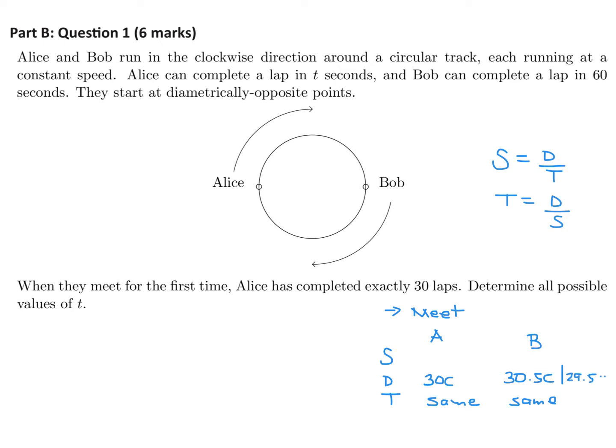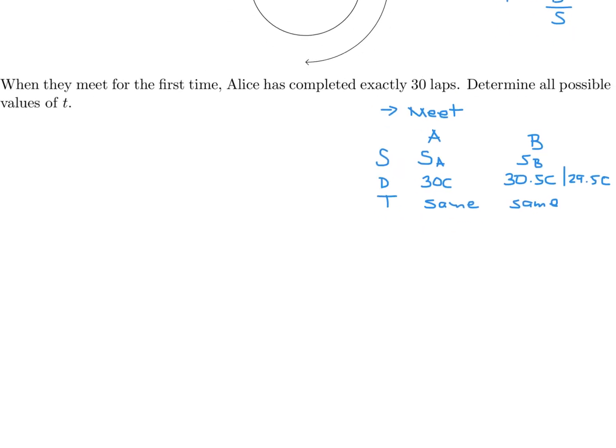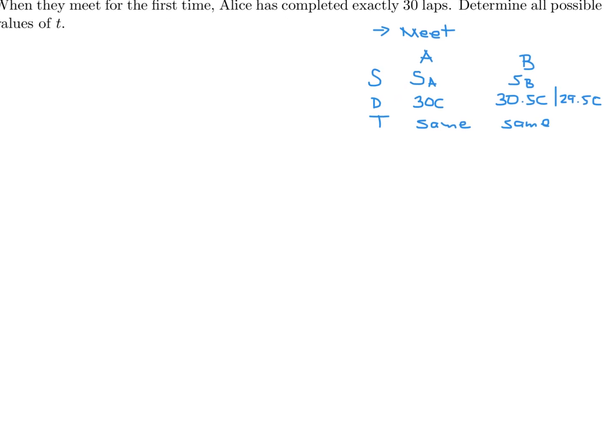So there's two scenarios, right? One is when Bob is faster, and one is when Bob is slower. And then the speeds, of course, we don't know quite yet, so I'll just call them SA and SB. All right, so that's basically the question in tabular format. So here we go. Let's work with this now. When Bob is faster, let's calculate that first one.